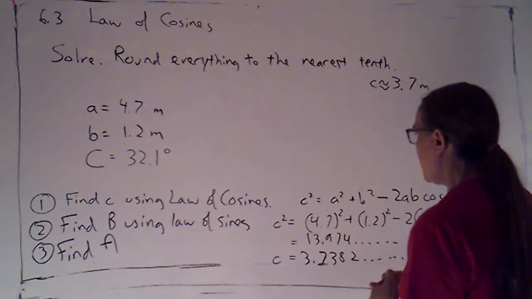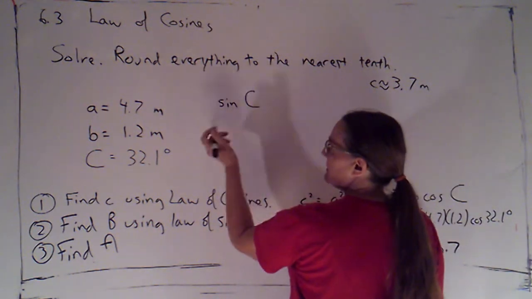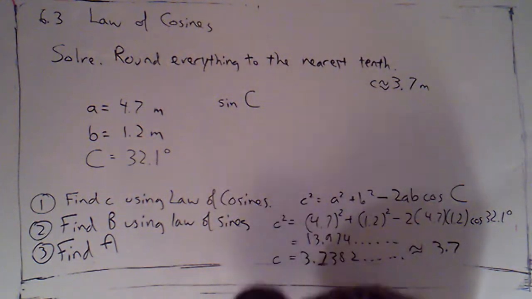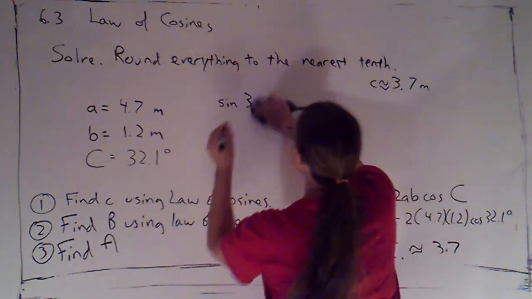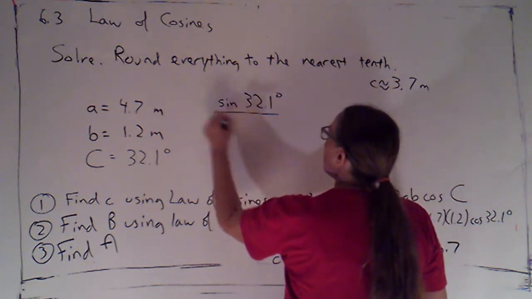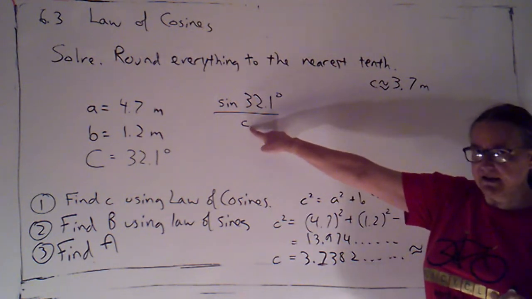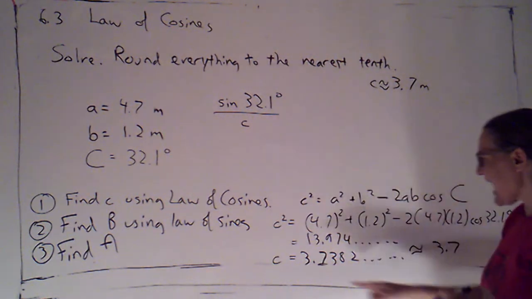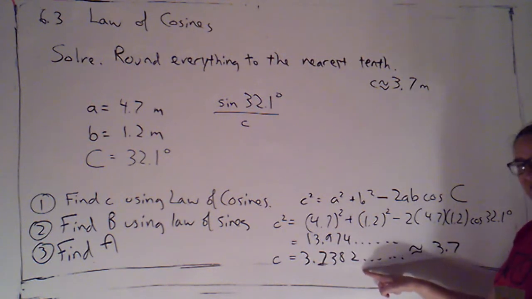Okay, so I can say that sine of C, actually, C was 32.1 degrees, over C. Now here, I'm actually just writing C. That's because I've still got this stored in my calculator, and I'm going to use the non-rounded version. That's going to give me something that's a little bit more exact.